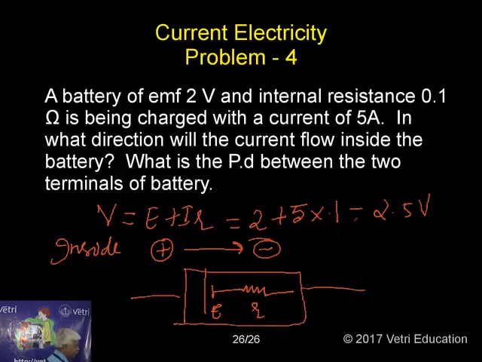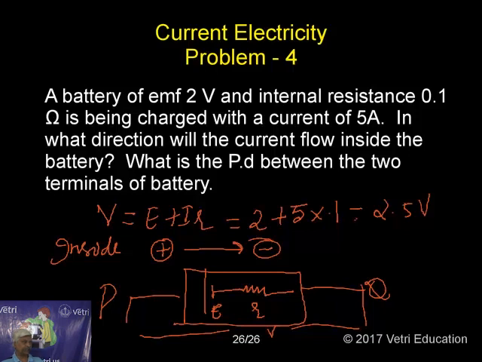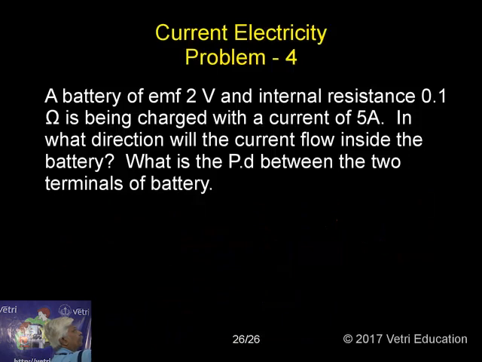to a circuit, that is P and Q. The voltage between P and Q, the question is asked, that is called V. This V can be calculated. V is equal to E plus IR. I have calculated. And in this direction, what is the current direction? The current direction is from positive to negative. So, these are all the things we have seen in current electricity.